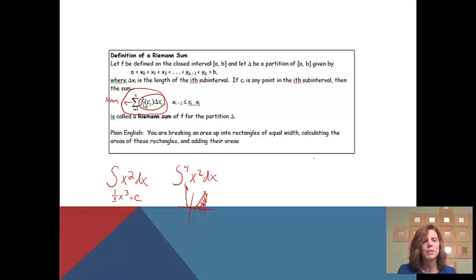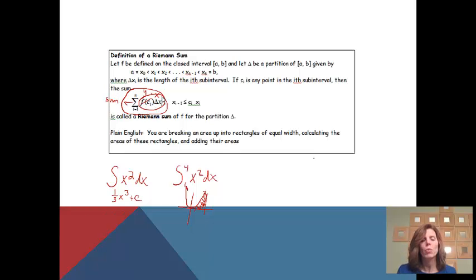And this says f of c, well remember f of anything is just a y value. And delta x is just a change in some x values. So basically what we're going to be doing is taking the change of an x value times a y value, and then we're going to be adding all of those answers together.